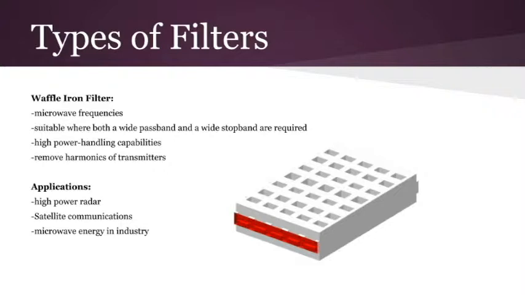Here we have a waffle iron filter, named after its internal structure resembling a waffle iron. It's used mostly in the microwave frequency range. Waffle iron filters are best applied when a wide passband or a wide stop band is required. They're also good for removing signal harmonics. They're used in various areas, such as high-power radar, since in most jurisdictions it's required to strictly limit out-of-band transmissions, since these can cause serious interference with other stations. Satellite communications is another area, since out-of-band components and harmonics in satellite signals can seriously interfere with or even stop communication in another band.